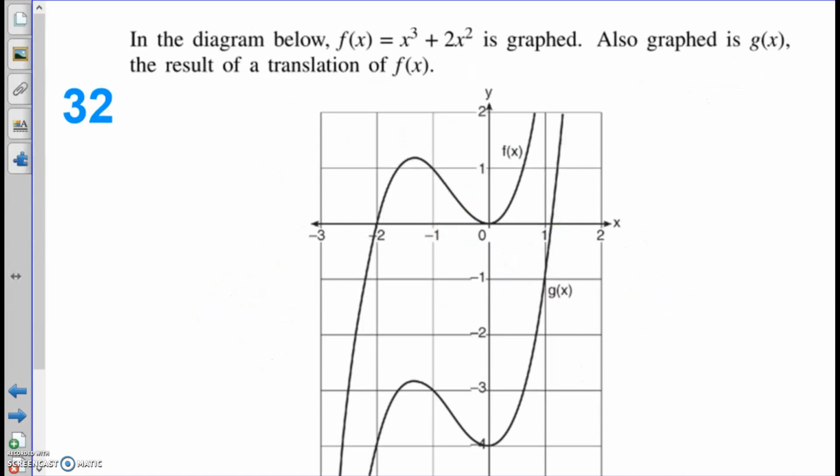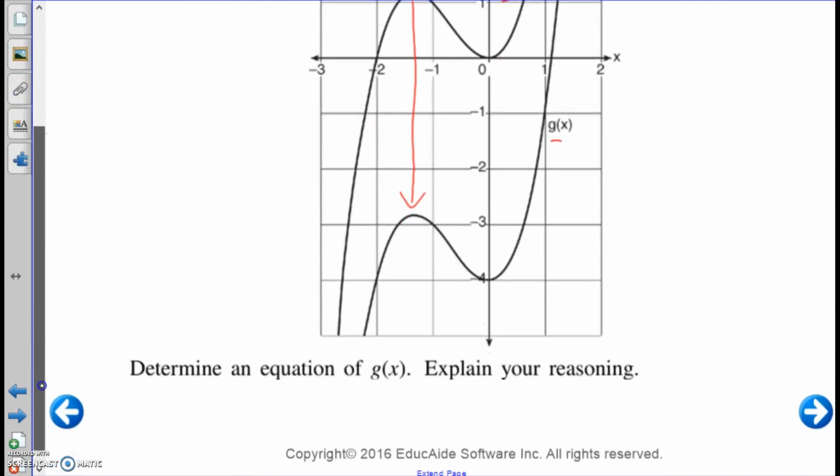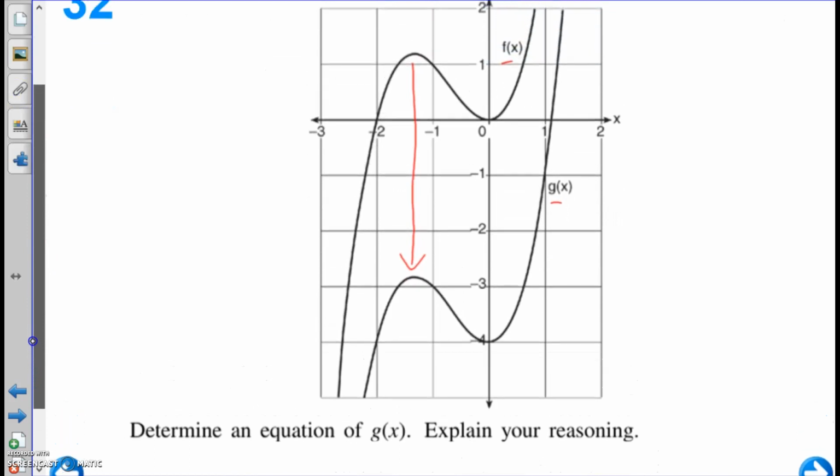Number 32. Given the graphs here of f of x and g of x is also graphed here. They say the graph of g of x is the result of a translation of f of x. And remember, a translation is like a shift: left, right, up, down type of stuff. So they're saying f of x is translated. Certainly looks like it was shifted down to form g of x. And so they want the equation of g of x.